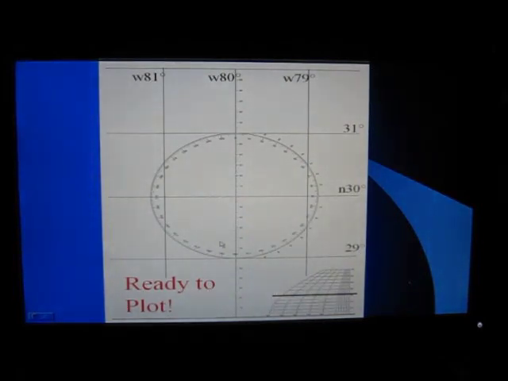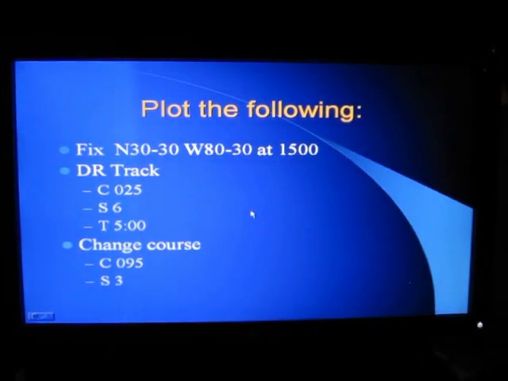Now here is one completely laid out. We're at north 30. We've laid out 2 longitude lines. We've labeled them 79, 80, 81. We've got 29, 30, 31. We're ready to plot. If you don't understand this, go back and review it. Don't go on until you have a firm grip on how we laid this out. All right, now we're ready to plot.